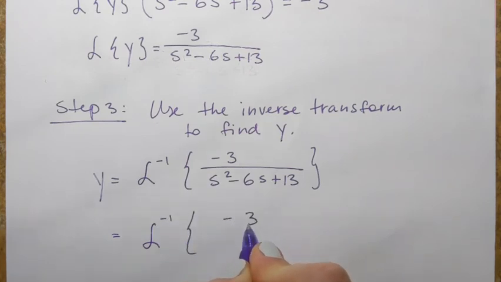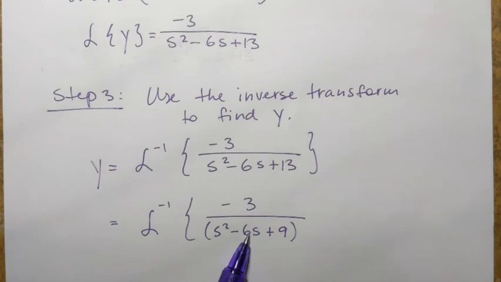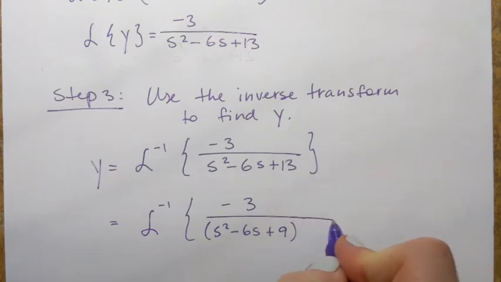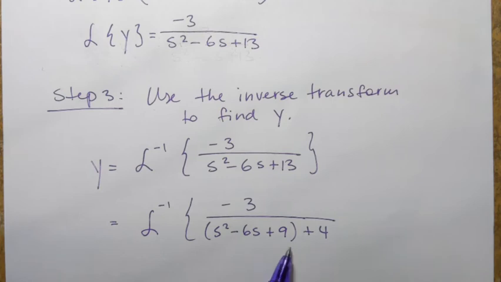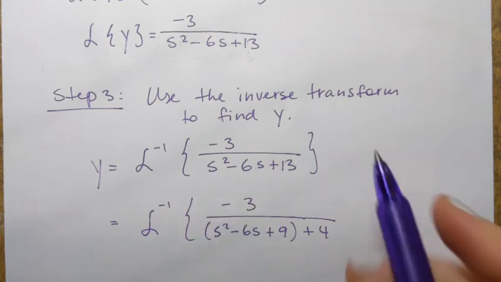Now in the denominator, I'll write s squared minus 6s, those two terms. Well, I have to add 9, so it's a complete square, right? Remember, it's half of that middle coefficient squared, so half of that is -3. -3 squared is 9, so that's the number I need to complete the square. But I had 13, so it means that I need to add 4 more, so altogether I have exactly the same expression that I started with.